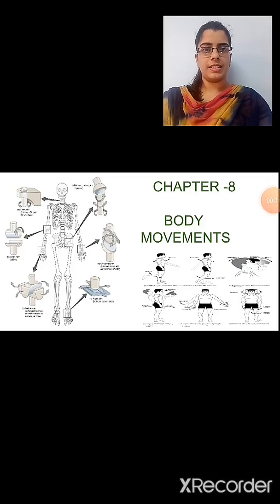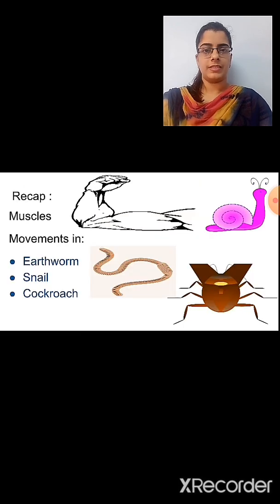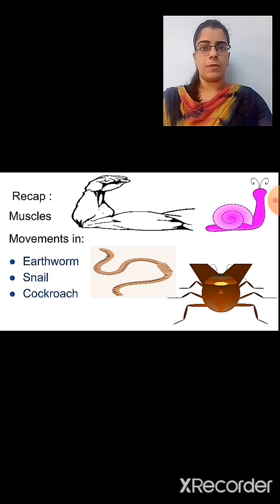Hello students, as you know, we were discussing chapter number 8, that is body movements. Let's have a look at the topics that we studied in our previous session. First, we studied about the muscles. What are muscles? Our skeleton is made up of bones, cartilage and muscles. How do muscles help in the movement of the bones?